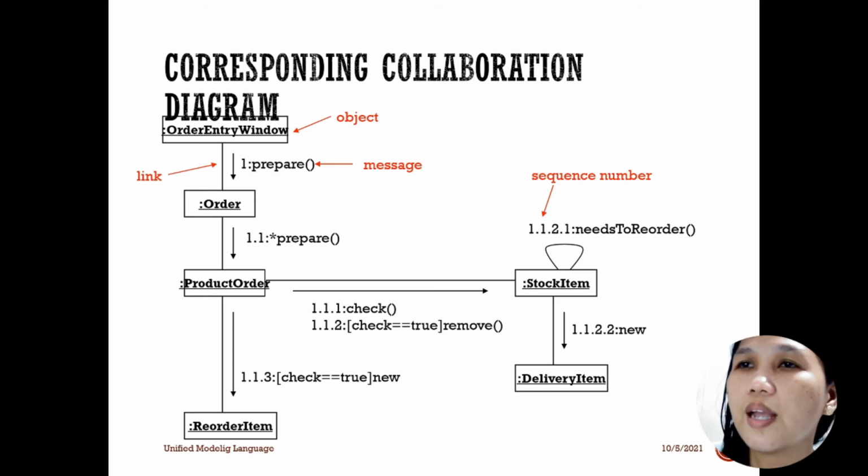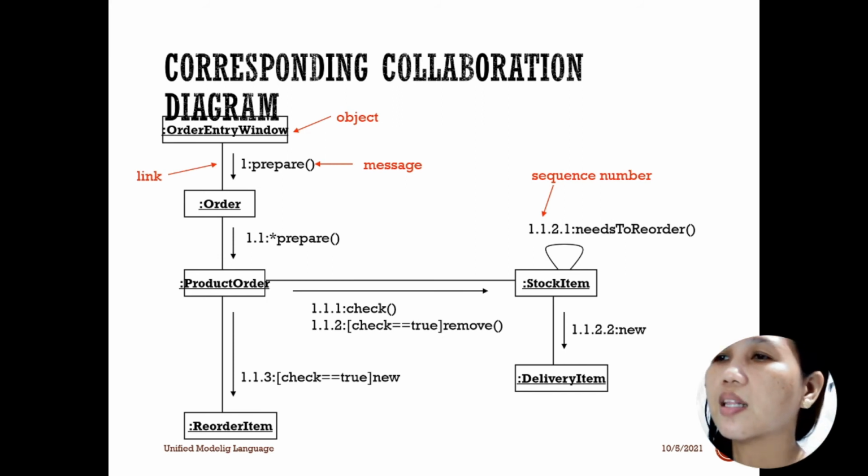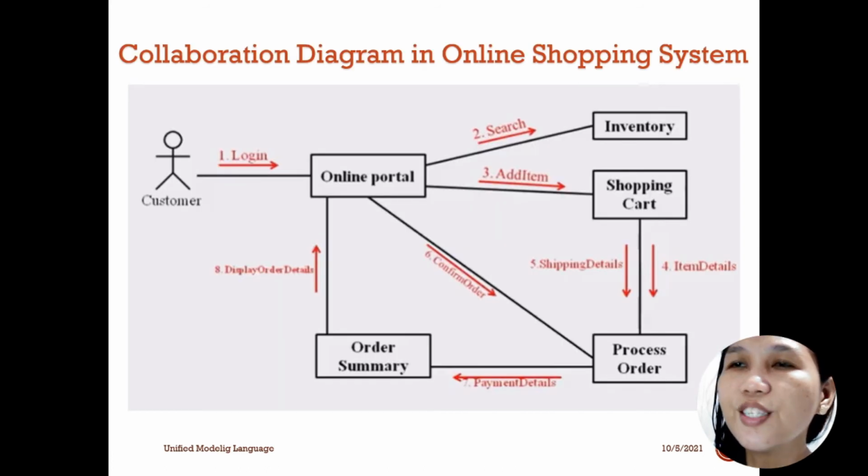We have the order and entry window as objects, and then we have the links and messages. First, prepare, and then it will go to the order, and then it will prepare the product order. It will check on the stock items, and if it's true, then it will be delivered. If it's not true, then it will be considered a reorder item. So this is a collaboration.